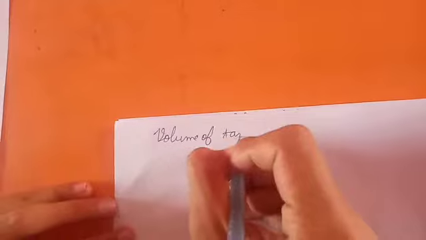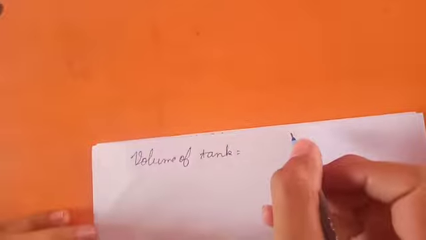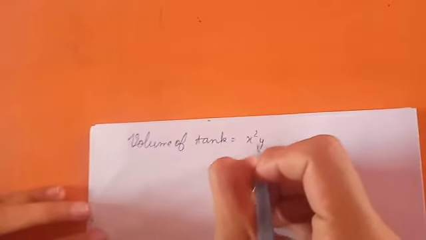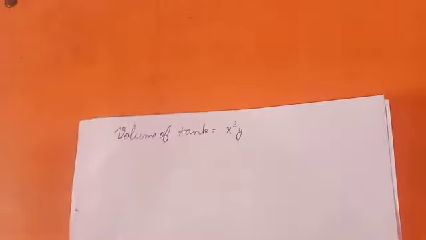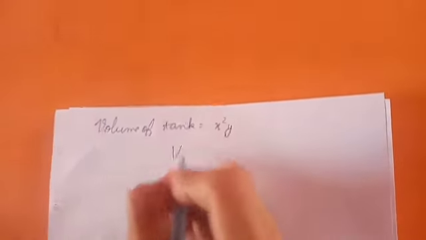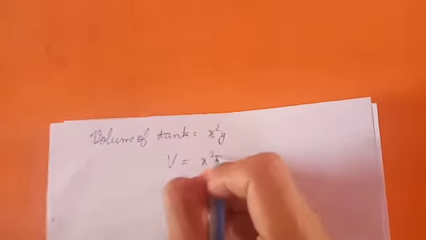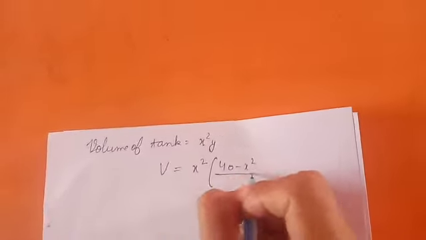Now we have to find its volume. Its volume should be maximum. So the volume of the tank is equal to x square y, length into breadth into height. Length and breadth are the same, so x square y. Here I can put the value of y which I had. I can assume that volume is equal to V, so V is equal to x square into the value of y, which is 40 minus x square by 4x.